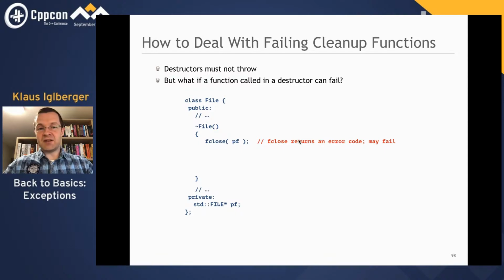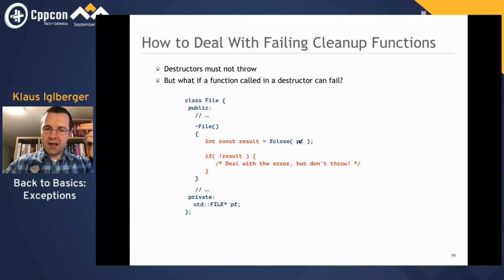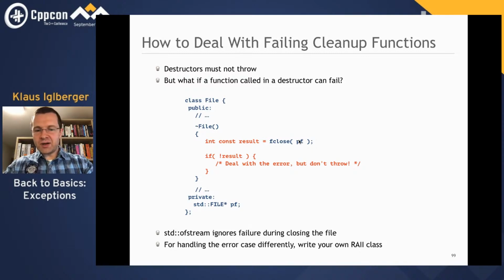What if I want to deal with this problem somehow? Well, then the best advice I can give you is that you do not rely on std::fstream, ifstream or ofstream, because in this case, they simply ignore the problem. If you want to react to this particular problem, then you would have to write your own RAII class. In the destructor, you would now accept this error code, check it, and deal with it somehow, but you still cannot throw. You should not throw. You now know what you could do, but still it's not a particularly good idea. It will trigger too many other problems. So, for handling errors in the destructor differently, write your own RAII classes that manage this in the way you want to deal with it.